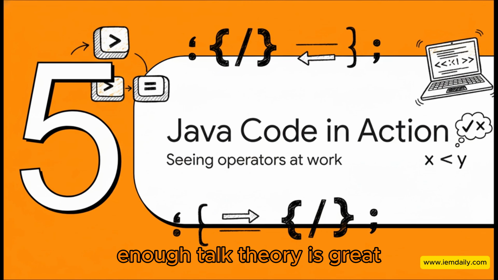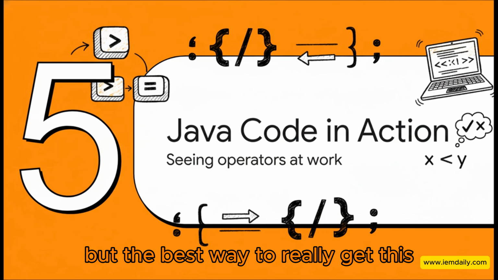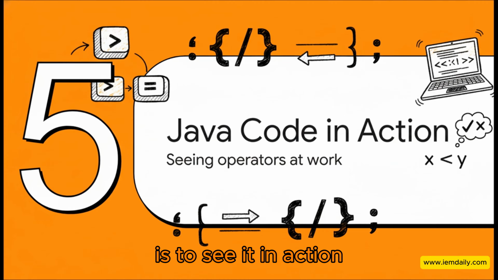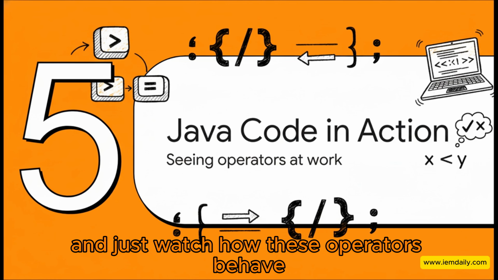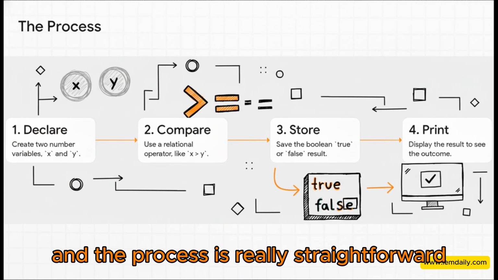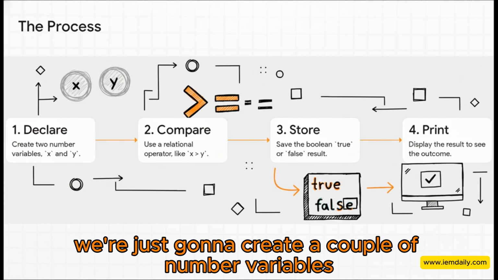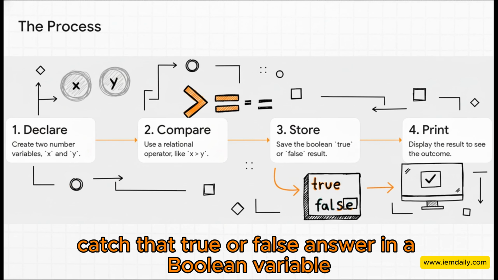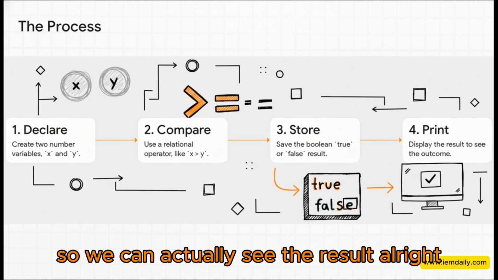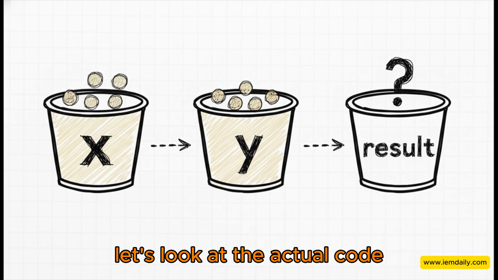Okay, enough talk. Theory is great, but the best way to really get this is to see it in action. Let's walk through a super simple Java program and just watch how these operators behave. And the process is really straightforward. We're just going to create a couple of number variables, compare them, catch that true or false answer in a Boolean variable, and then print it out so we can actually see the result. All right, let's look at the actual code.